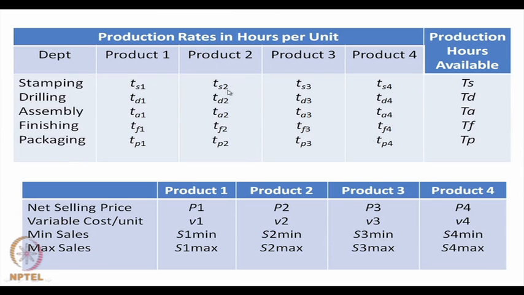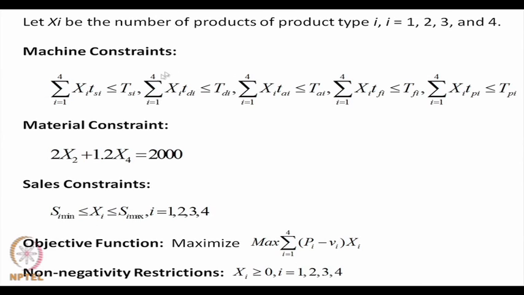Product 2 takes x2 into Ts2 time, x3 into Ts3, x4 into Ts4, and all this time in stamping must not exceed the total time available Ts. So, this is a constraint: x1 Ts1 plus x2 Ts2 plus x3 Ts3 plus x4 Ts4 should be less than or equal to Ts. Similarly, for drilling, assembly, finishing and packaging. This is what I have written down here, machine constraints. This should be less than or equal to Ts, etc., where there are 4 products and Xi is the number of products of product type i.